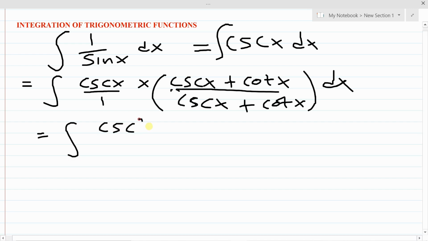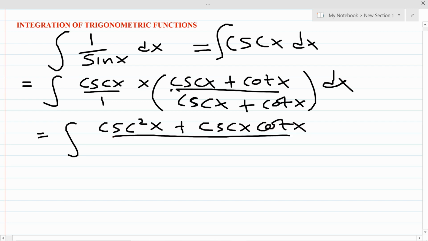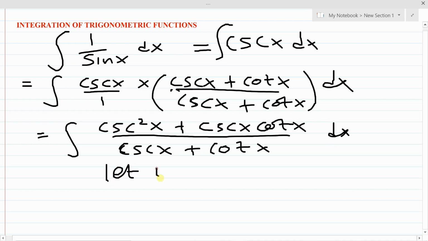Cosec squared x plus cosec x cot x, all over cosec x plus cot x, dx. Now with this, I can let some u be equal to cosec x plus cot x, and then my du dx. So now I'm just writing it in a linear form.